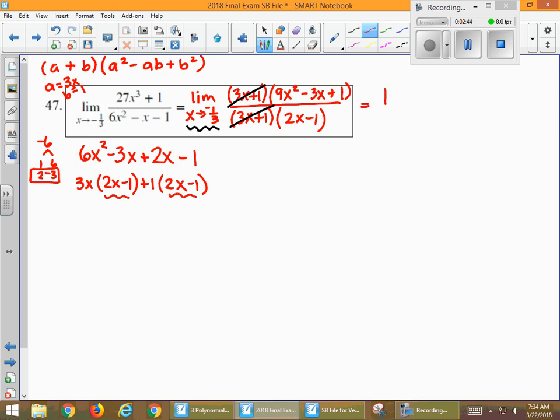So, there's the limit. I'm really taking the limit. I had that removable discontinuity at negative 1/3. So I'm taking the limit of 9x squared minus 3x plus 1 all over 2x minus 1 as I approach negative 1/3. I'm going to drop the limit notation because I'm going to plug in that negative 1/3.